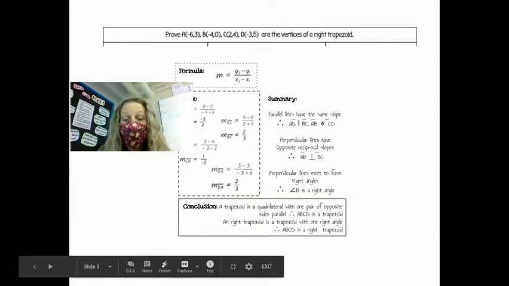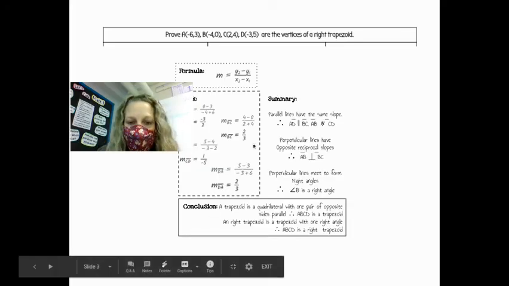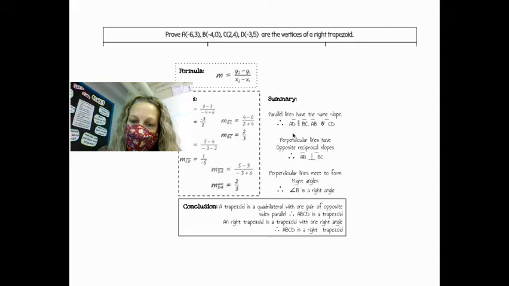Last but not least, we could have a right trapezoid. A right trapezoid is a trapezoid with a right angle. So once again, I'm doing 1, 2, 3, 4 slopes, the 4 sides. I say parallel lines have the same slope, so AD and BC are parallel, but AB and CD are not parallel. And now I got to get that right angle. Just like in right triangle, just like in rectangle.